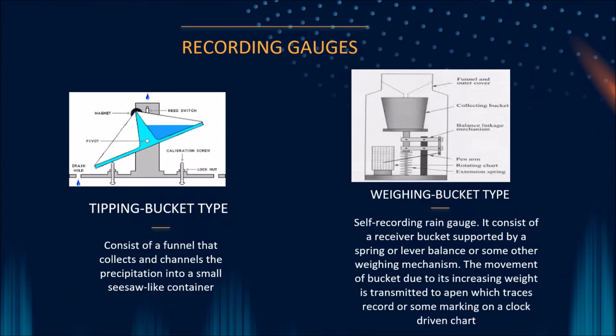The next types of recording gauge are the tipping bucket type and the weighing bucket type. The tipping bucket type consists of a funnel that collects and channels the precipitation into a small seesaw-like container, while the weighing bucket type is a self-recording rain gauge. It consists of a receiver bucket supported by a spring or lever balance or some other weighing mechanism. The movement of the bucket, due to its increasing weight, is transmitted to a pen, which traces a record or some marking on a clock-driven chart.